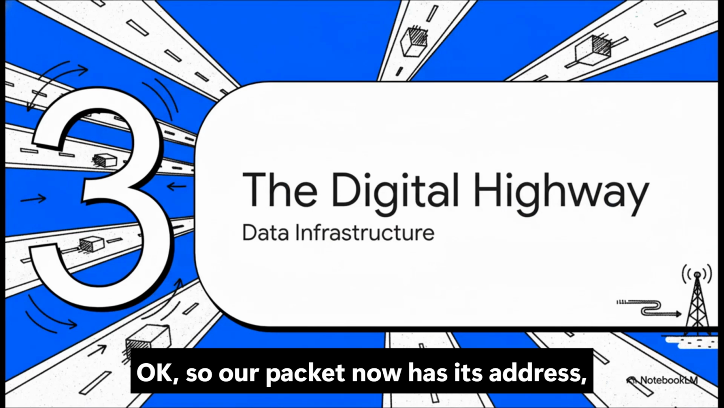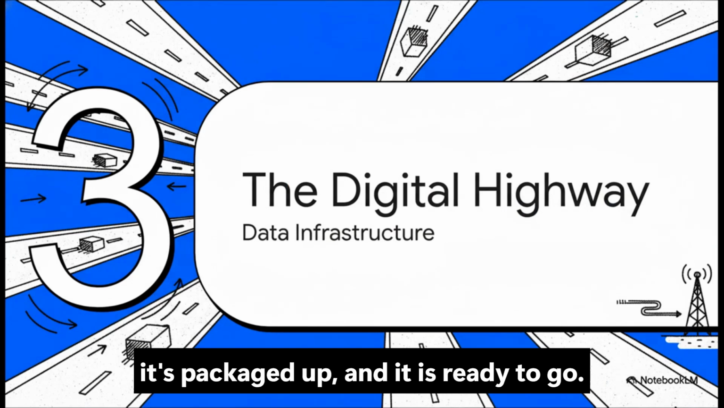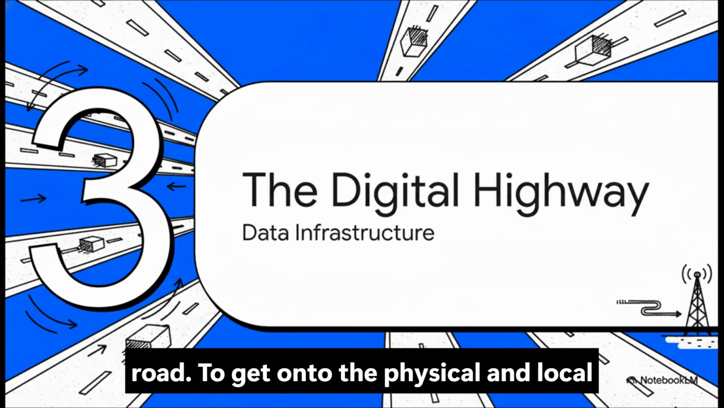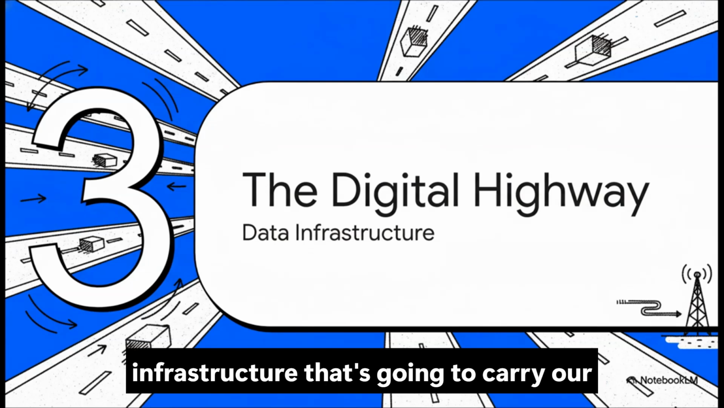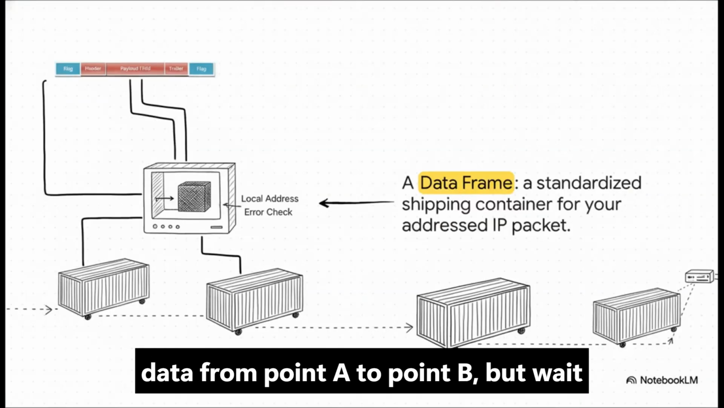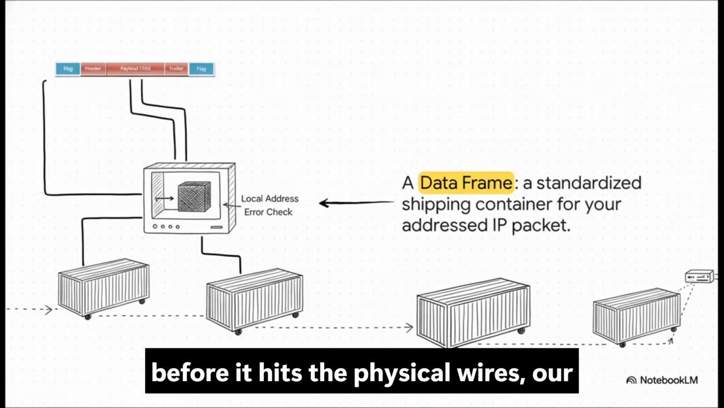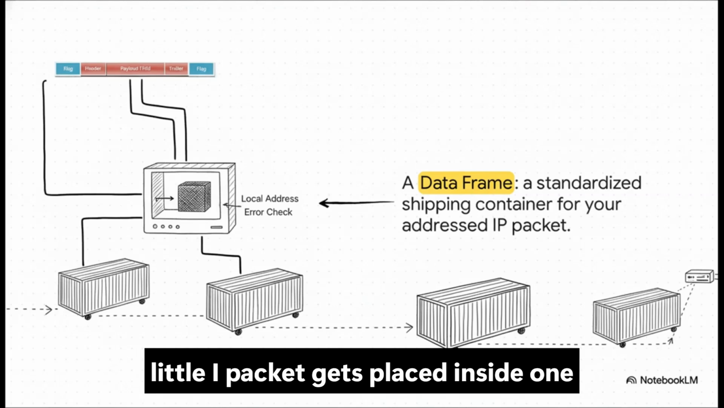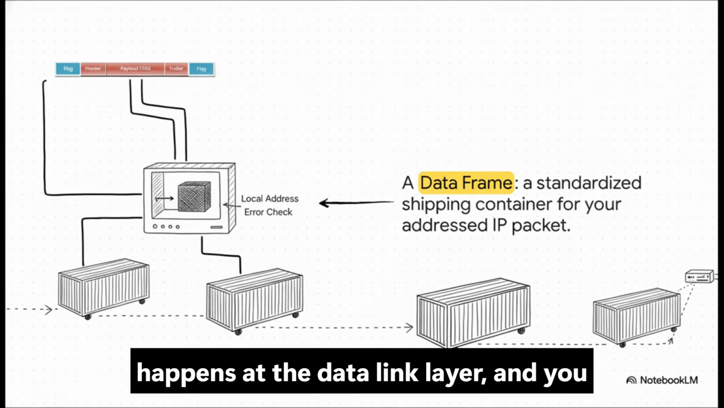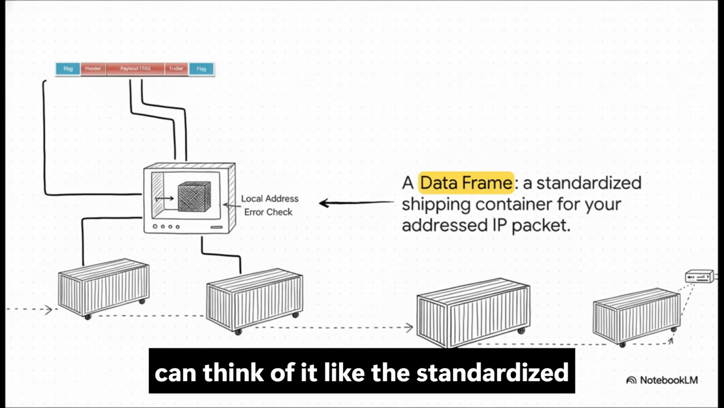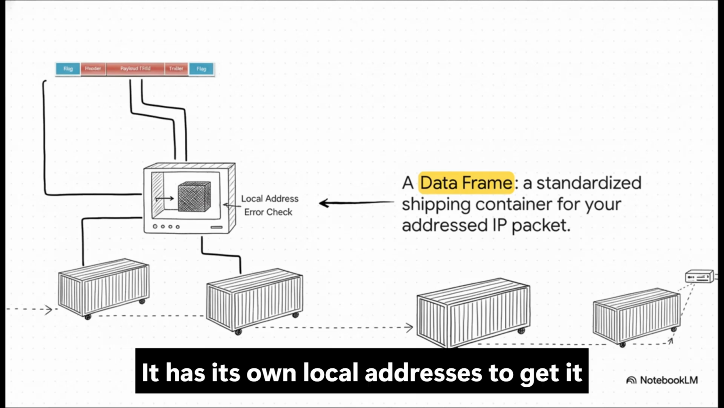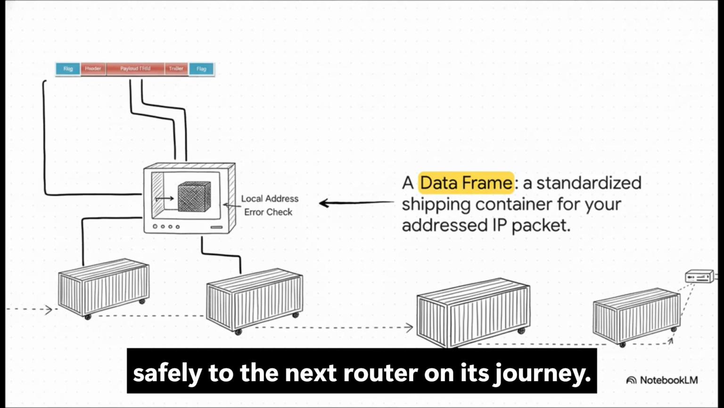Okay, so our packet now has its address, it's packaged up, and it is ready to go. The next step is to actually hit the road, to get onto the physical and local infrastructure that's going to carry our data from point A to point B. But wait, before it hits the physical wires, our little IP packet gets placed inside one last container, a data frame. This happens at the data link layer, and you can think of it like the standardized shipping container used for local travel. It has its own local addresses to get it safely to the next router on its journey.